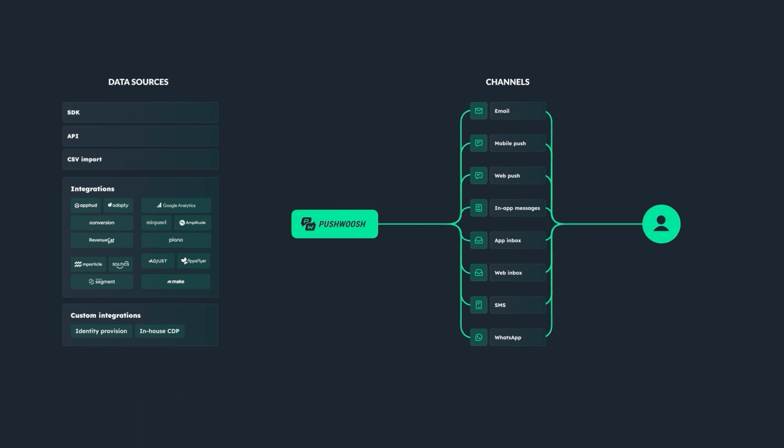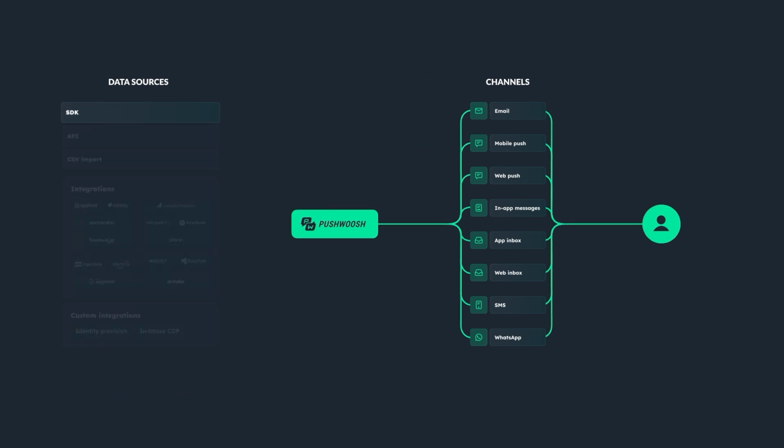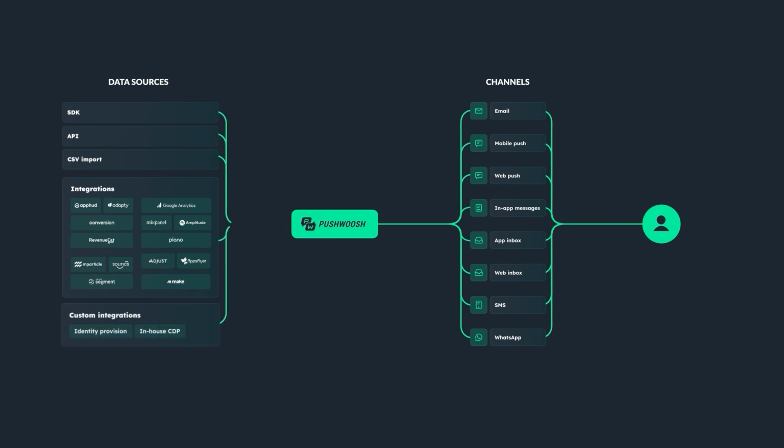You can integrate the PushWhoosh SDK and collect information about your mobile and web push subscribers through the API. You can pass real-time data for transactional and personalized triggered messaging, while CSV import is ideal for uploading email and SMS contacts in bulk. Another option is receiving and sending data back to our integrated partners. And if your preferred data source isn't on the list, you can request a custom integration.